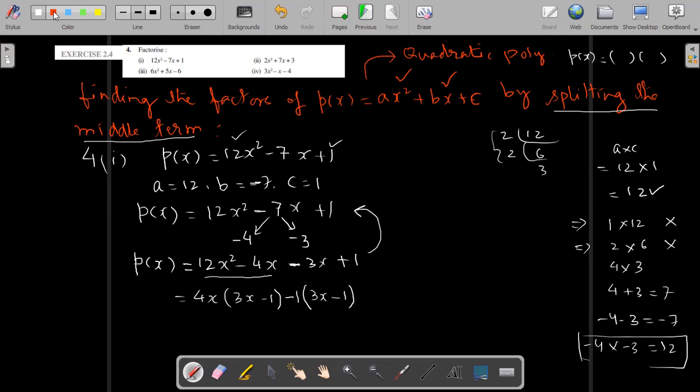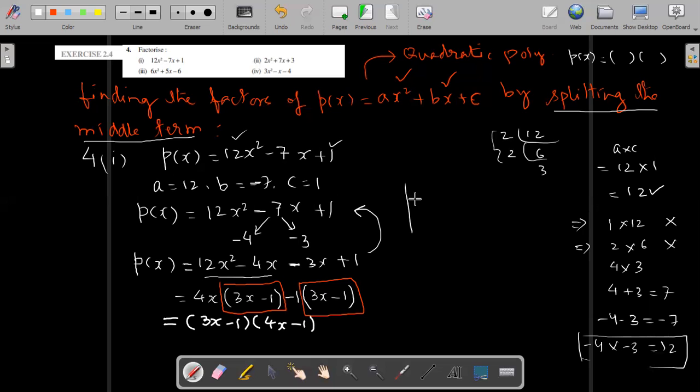And after that, it is also compulsory that after taking common, you always get this factor equal to this factor. If it is not coming the same, you are making a mistake. Now you have to take out common 3x minus 1. If you remove 3x minus 1, what will be left? 4x minus 1.